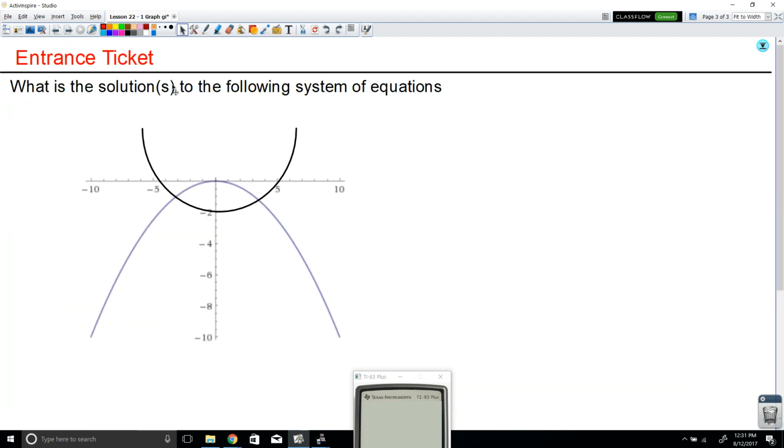So now, here's an entrance ticket. Given the following graph, what is the solution to the following system of equations here?